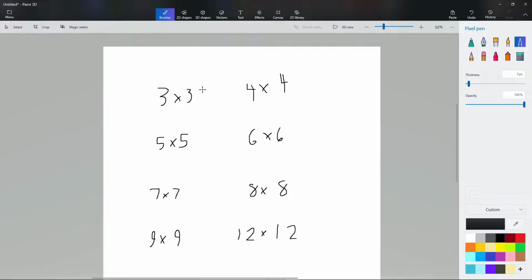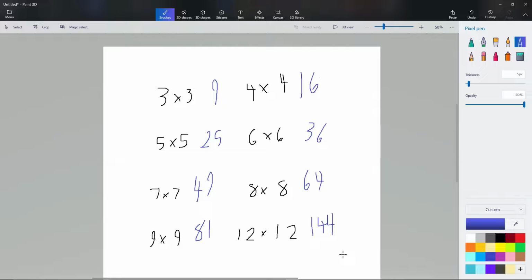So right now, let's go. Let's do this right now. All right, pause, because I'm about to tell you the answer in like 2 seconds. All right, this is 9. This is 16. This is 25. This is 36. This is 49. This is 64. This is 81. And this is 144.